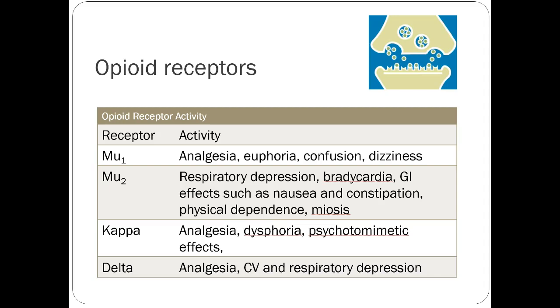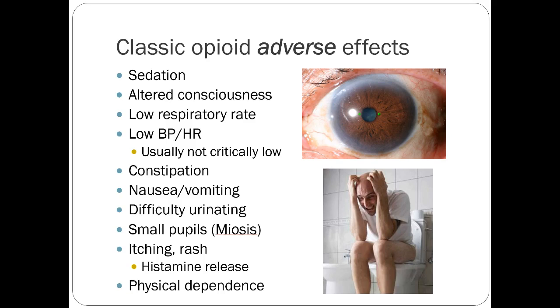You might end up with something that's a real winner as far as a pain management drug, but at this point, we don't have anything like that. And the delta receptor is not something I really understand all that well, so I'm not going to talk about it. Classic opioid adverse effects: sedation, altered consciousness, low respiratory rate.